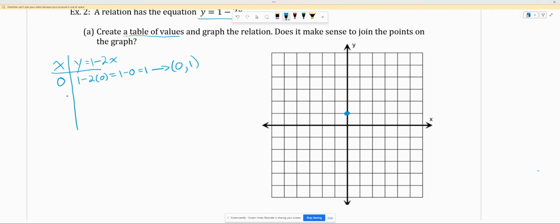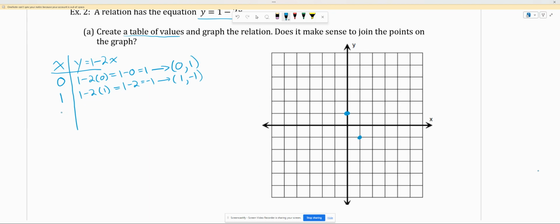Next, let's pick another number. Let's do 1. That's easy to work with. So 1 minus 2 times 1, we get an input of 1 for our x. That's going to give me 1 minus 2, which is equal to negative 1. So this time I get a coordinate of (1, negative 1), which is right here. Again, when plotting points, hover around the origin and then use the two numbers to tell you which way to go. So this tells me to go positive 1 in the x direction and down 1 in the y direction.